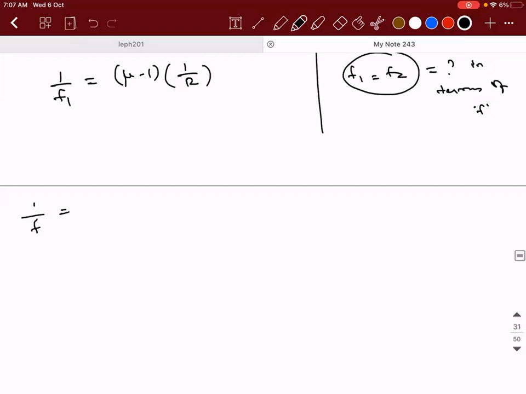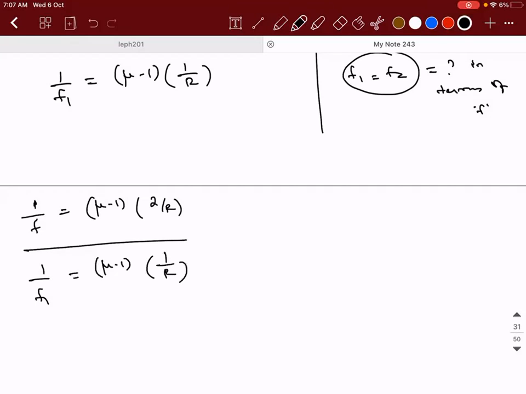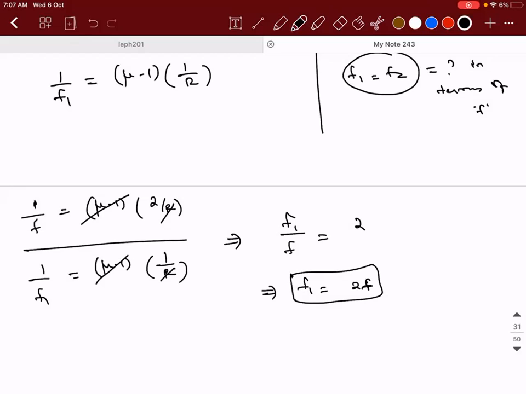1 by F, that is initial, is mu minus 1 into 2 divided by R, divided by 1 by F1, which is mu minus 1 into 1 divided by R. Mu minus 1 will get cancelled, R and R will get cancelled, which implies F1 divided by F is equal to 2. Then F1 is equal to 2F. So what will happen? The focal length will get doubled.